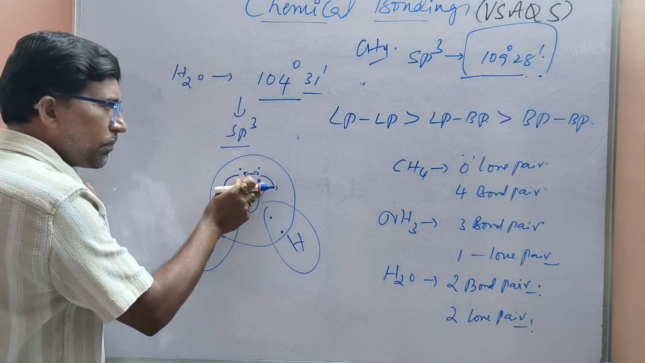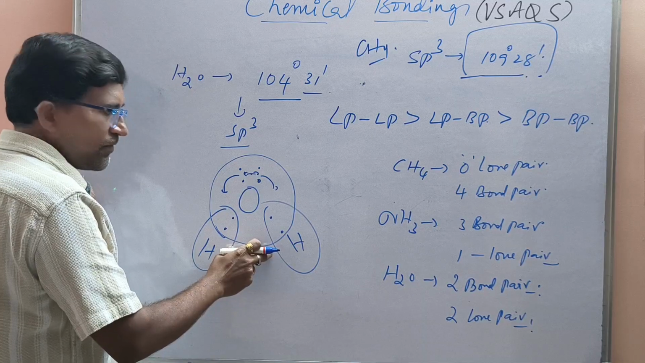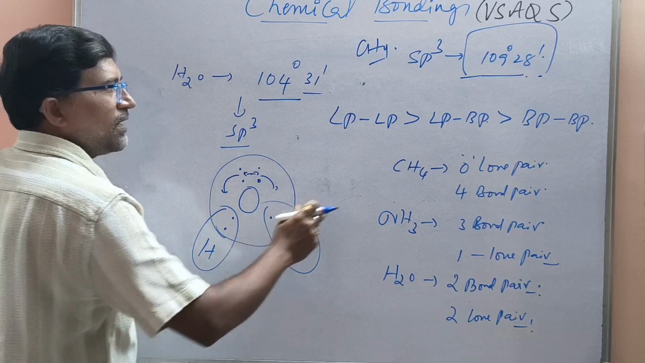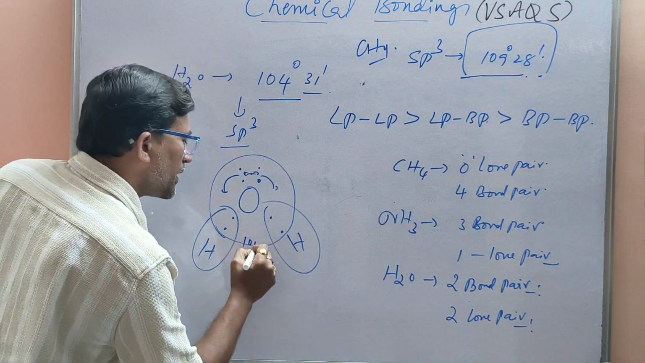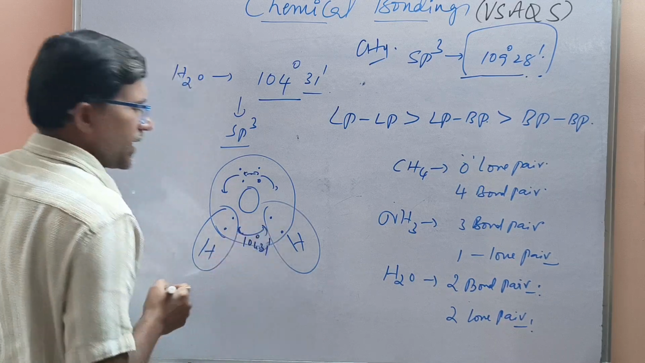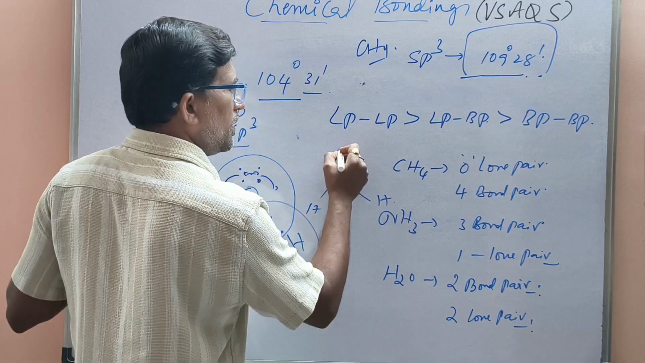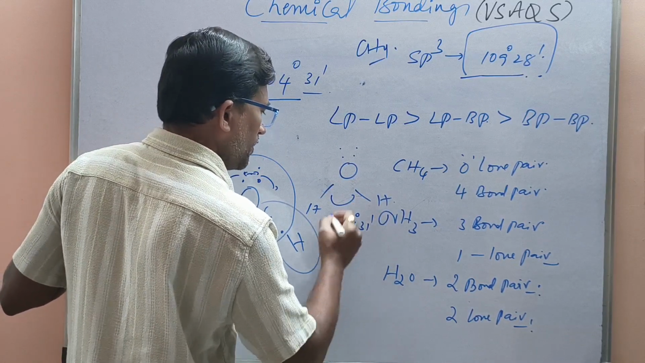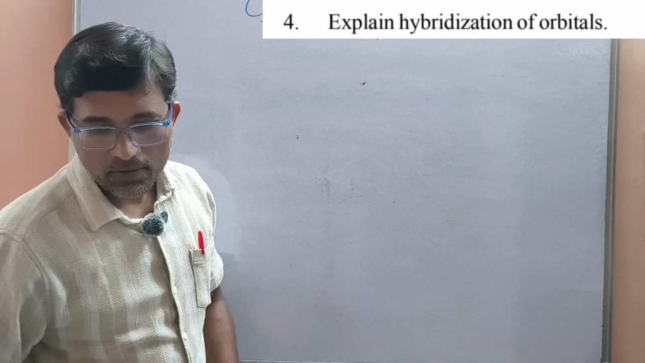But because lone pair repulsion is more than bond pair repulsion, even lone pair-bond pair repulsion is more than bond pair repulsion, hence the bond angle will decrease from 109 degrees 28 minutes to 104 degrees 31 minutes. Now, if I write clearly, here the hydrogen, bond, here lone pair electrons. The bond angle is 104 degrees 31 minutes. That is the main reason. Okay, I hope you understood this explanation.